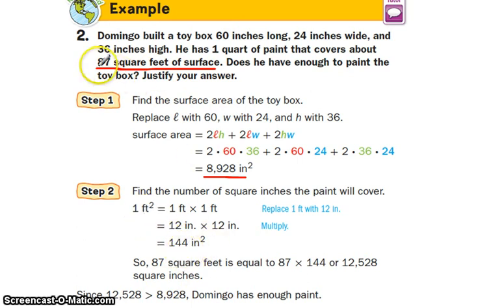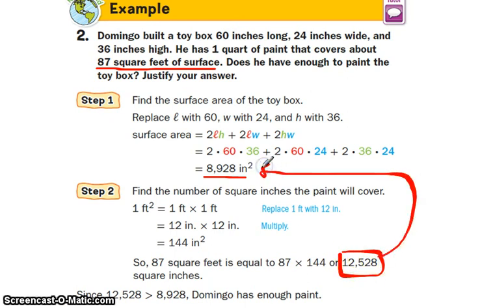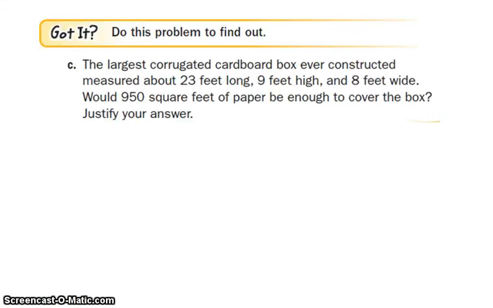Okay, so if we take 87 times 144, this right here is how much 1 quart of paint will cover. So, does he have enough paint? Yes, he does. Okay. Let's take a look at your got it problem.